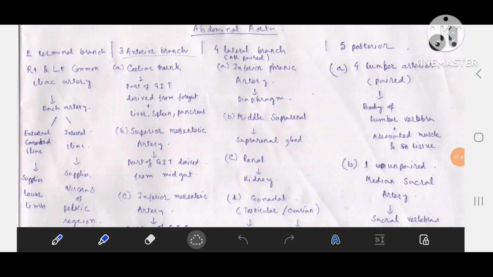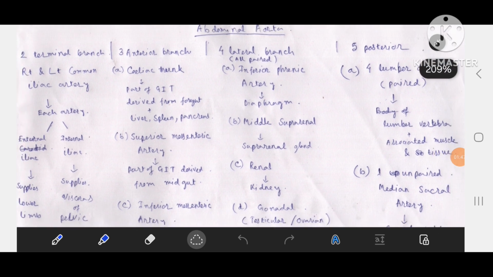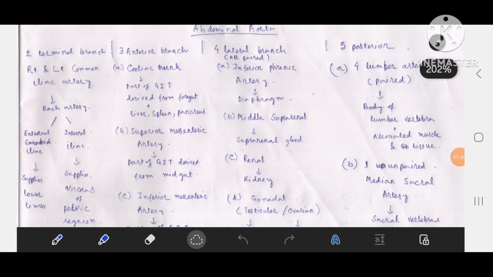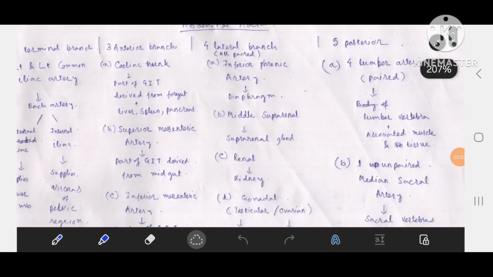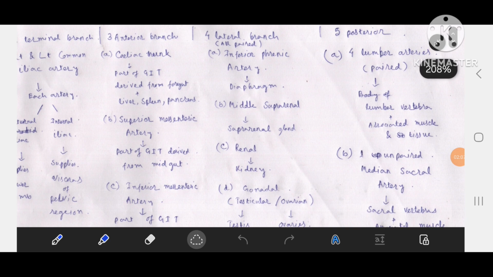Next, three anterior branches. The three anterior branches will arise from the anterior surface of the abdominal aorta, and they will supply mainly the gastrointestinal tract and the associated viscera, liver, spleen, pancreas, and also the gallbladder is associated with liver. First, we will talk about the anterior branches.